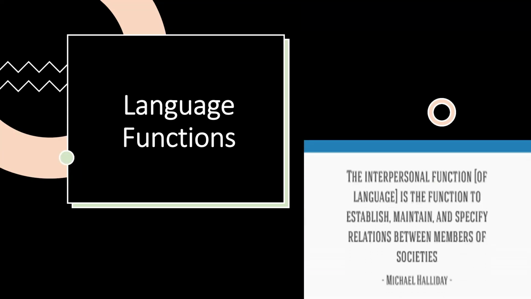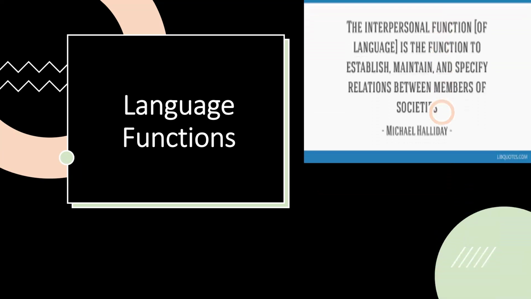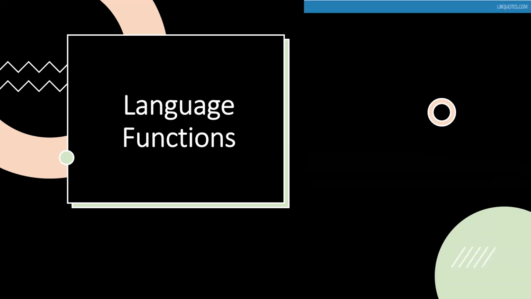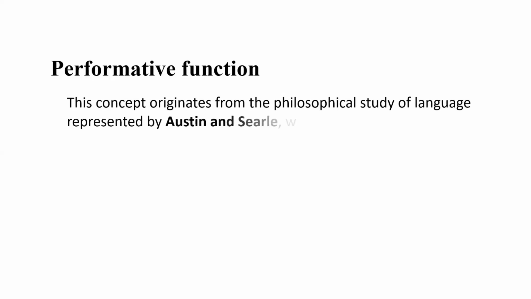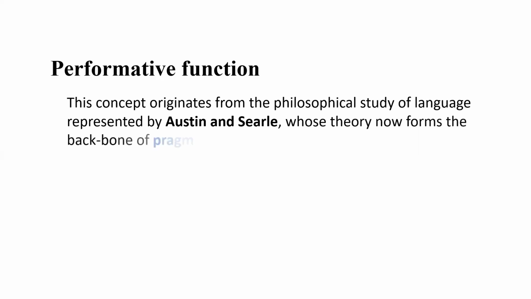So the interpersonal function of language is the function to establish, maintain, and specify relations between members of societies. This is by Halliday, or Michael Halliday. Then we have a performative function, which comes from the noun performance as an adjective. Yes, this concept originates from the philosophical study of language, represented by Austin and Searle, the two linguists, whose work now forms the backbone of pragmatics.